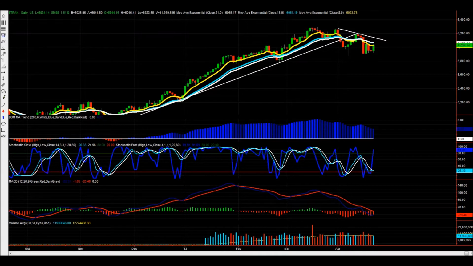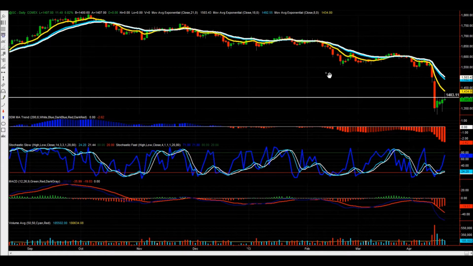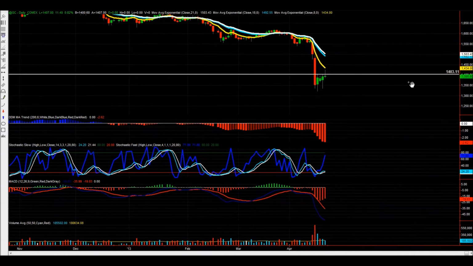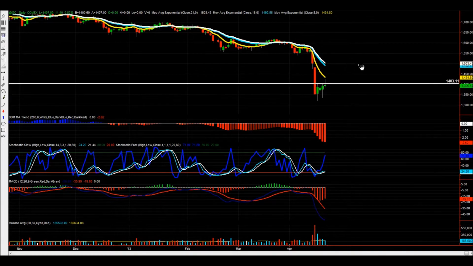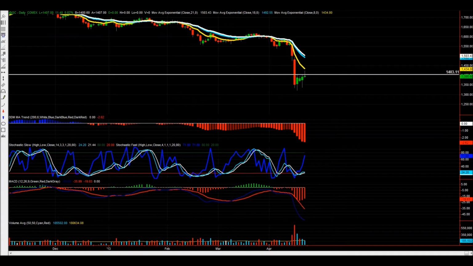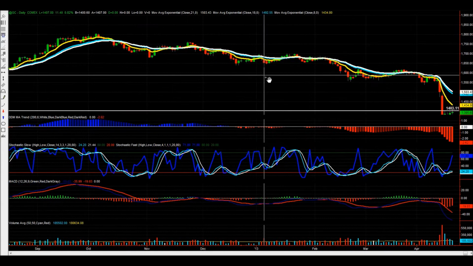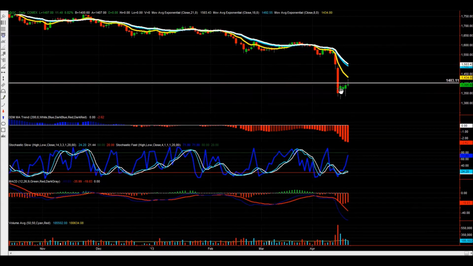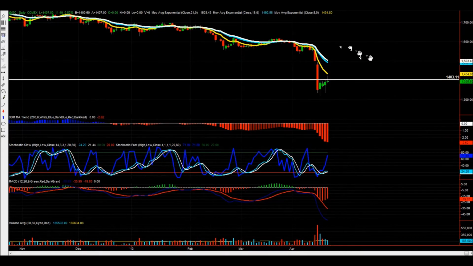Let's look at a couple of commodities. I'm going to jump over to gold. Gold is something that I was interested in. I actually took a small swing trade on this on Friday, a very small position. What I was looking at was this downtrend. We had an accelerated sort of bloodbath move. A lot of people have been talking about it.